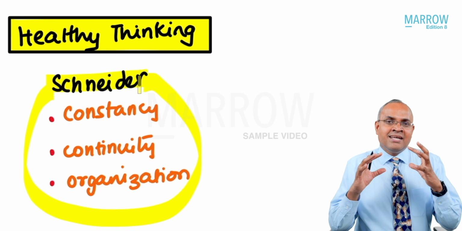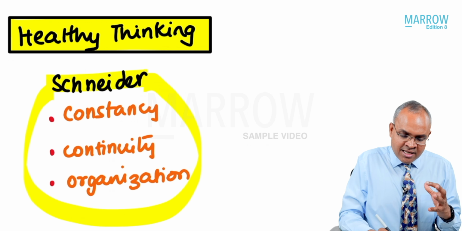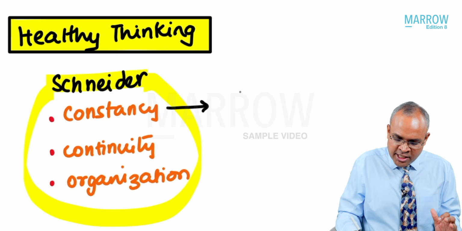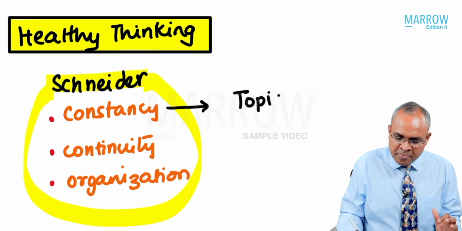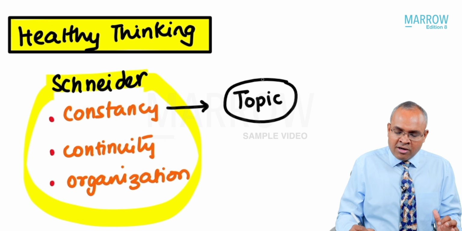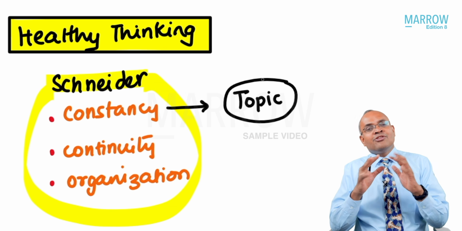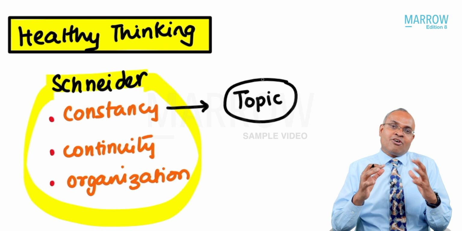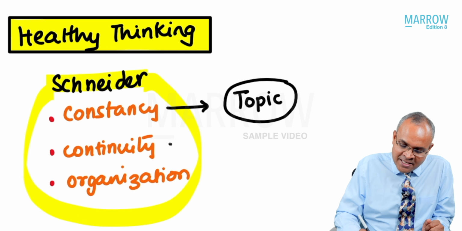What does it mean? Healthy thinking basically means constancy, means you are able to stick to the topic which has been given to you. If I'm asking you a question on liver cirrhosis, you are sticking to the topic of liver cirrhosis and talking about it. That is called constancy.